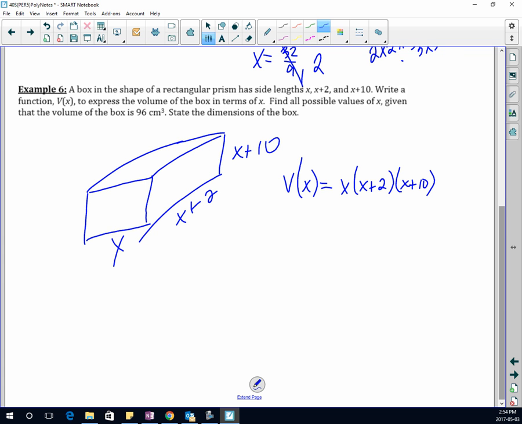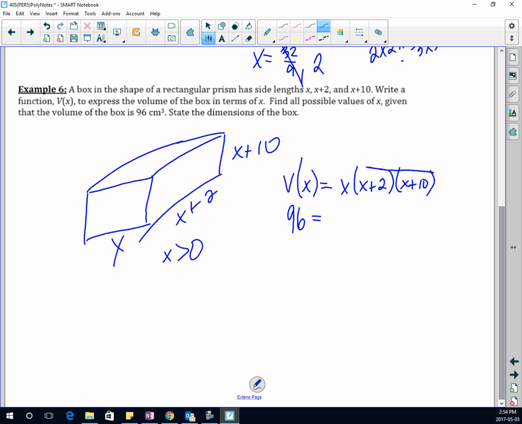What's the restrictions on the x? So say what it has to be instead of what it can't be. Greater than 0. Very good. Okay. So find all possible values of x given that the volume is 96 cubic centimeters. So 96, here's my second mark, equals.